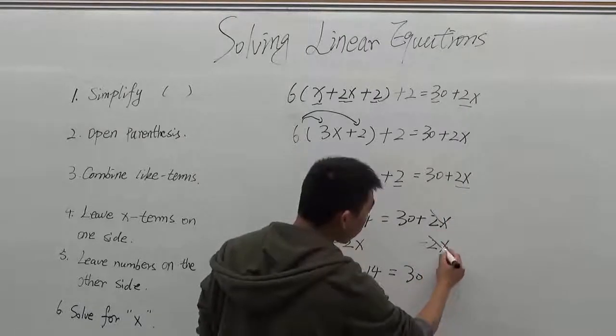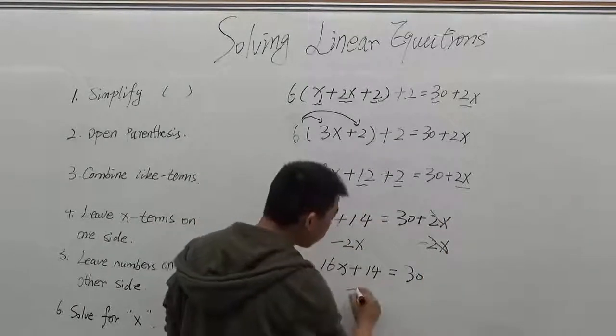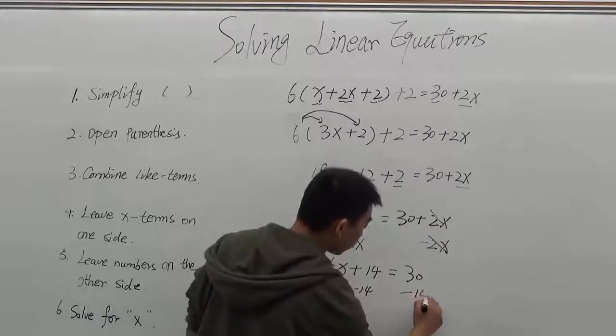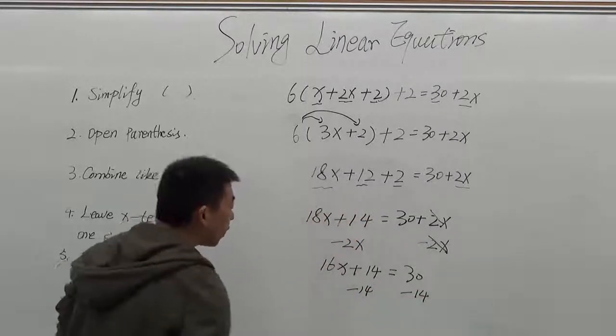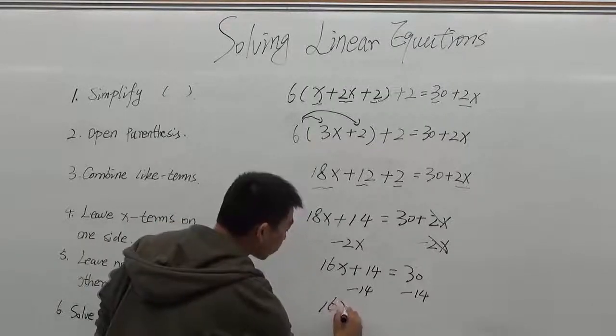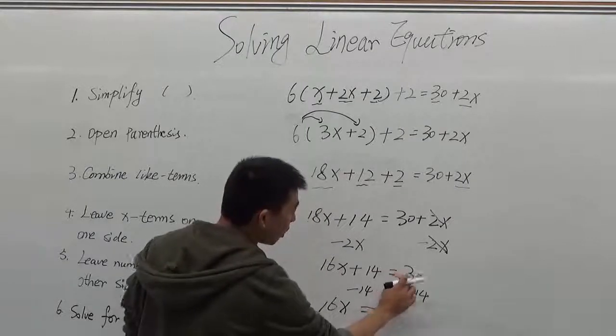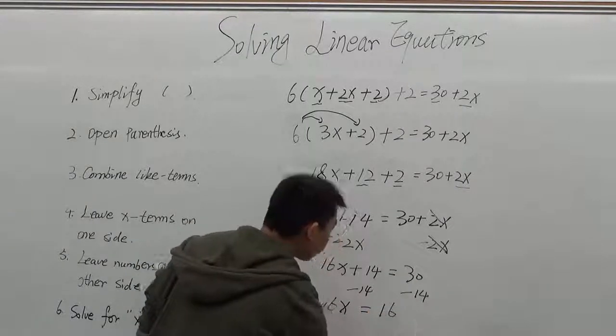2x minus 2x cancel out. And here's a plus 14, we need to minus 14. Then that gives us 16x equals, here's 30 minus 14, that gives us 16.